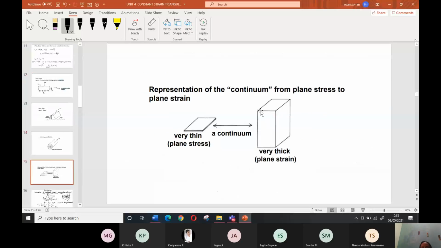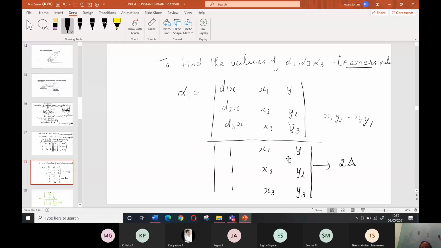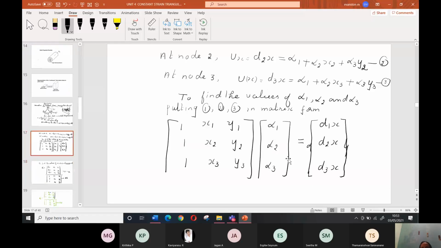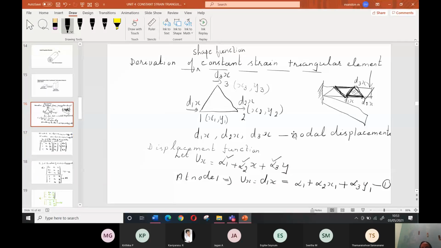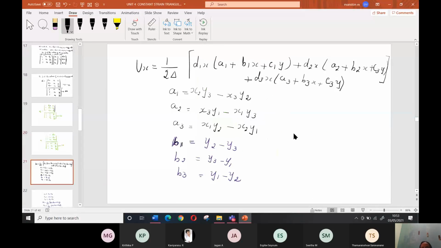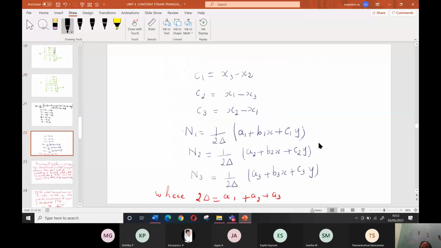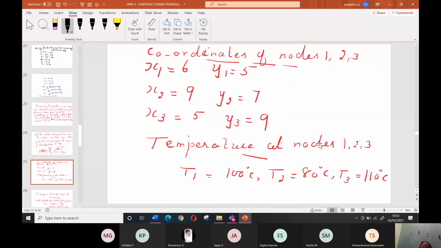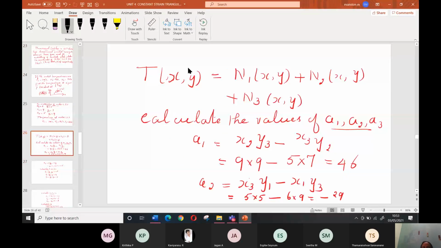So when will you go for the plane stress analysis and plane strain? When they are very thick, then you will go for the plane strain analysis. Then this is a very important derivation for the constant strain triangle element, and we have done it with Cramer's rule. Suppose I give the temperature at the nodal points 1, 2 and 3. How will you find out the temperature at any point?